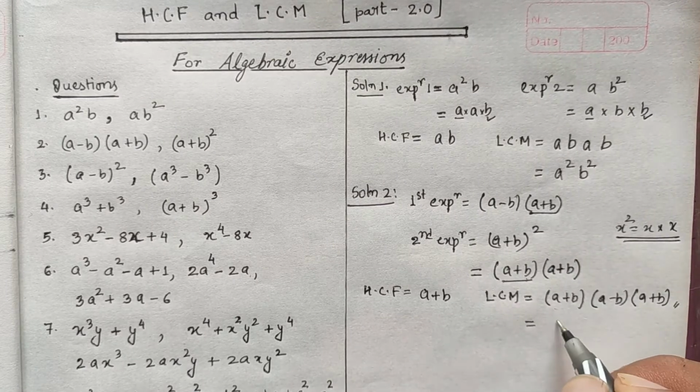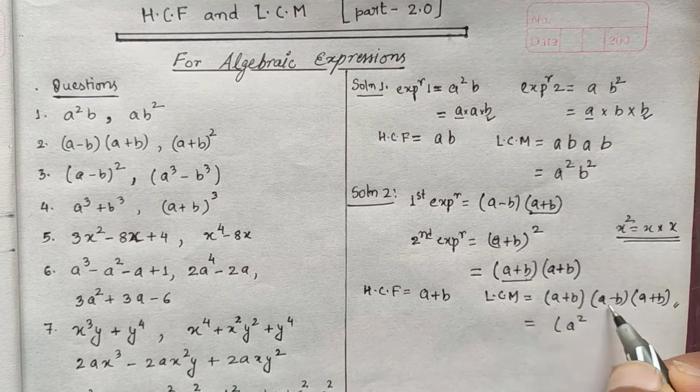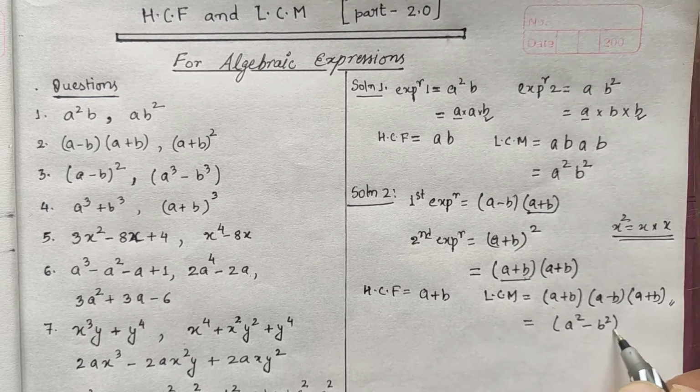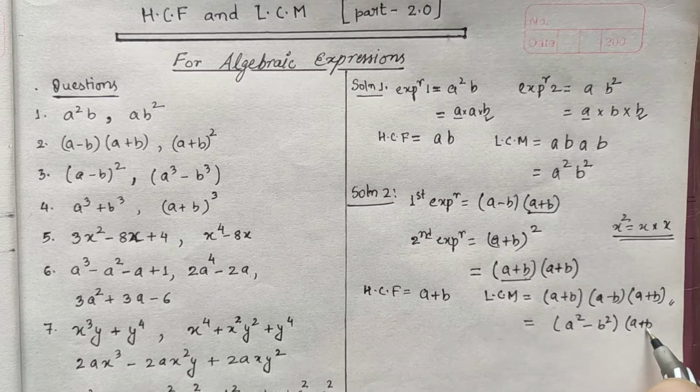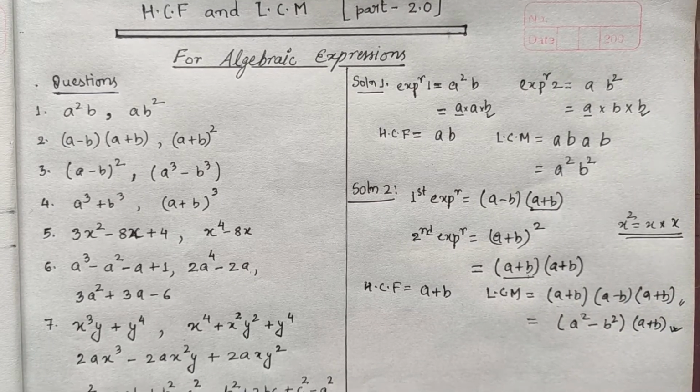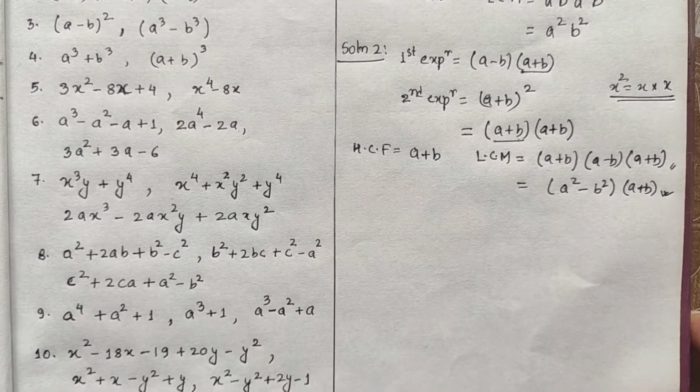This is also correct, or you can write it as, when you multiply A plus B, A minus B, it becomes A square minus B square and A plus B. Both of them are correct, okay? Now let's move on. Question number 3.